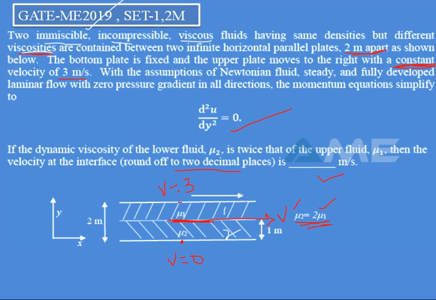So once again, when you're trying to solve your problem, the first step is to understand what is given, and the second step is to know what they asked you to find. Here they asked to find the velocity at the interface. First, ask yourself what the shear stress is at this particular point. And now we'll try to solve the problem.